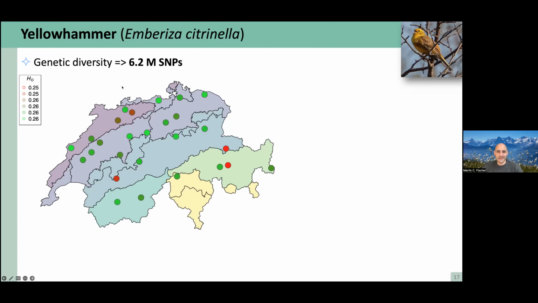Now we need to be very careful, because the difference in observed heterozygosity ranges only from 0.26 to 0.25. So for the genetic diversity differences between these populations there is nearly no difference, but still we have colored them from green to red, which is of course a bit misleading. This just shows that at least for a very mobile species like the Yellowhammer, genetic diversity is still rather high in Switzerland, or rather similar for all the populations.